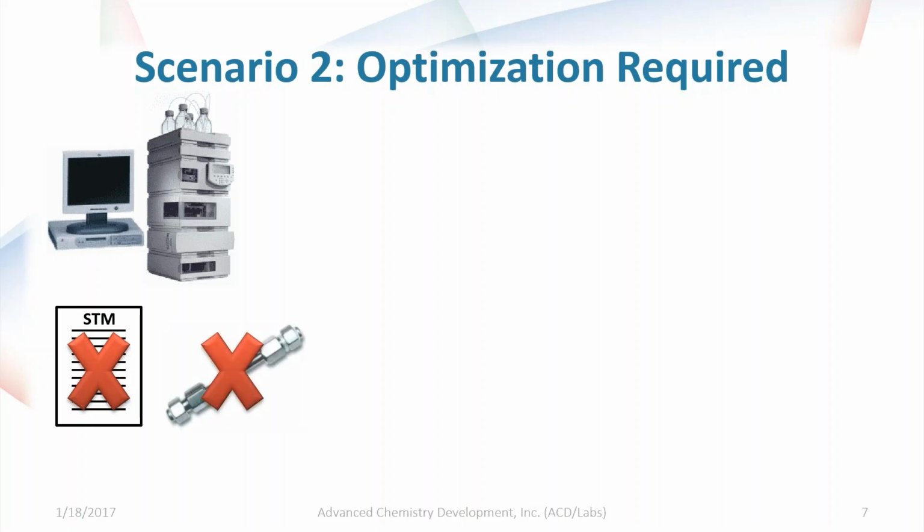Perhaps the column that is associated with a standard method is not available. Perhaps it was discontinued, or it's on back order and you're not going to get it for 6 weeks. However, this project is at a stalemate until you're able to do the separation. So again, how are you going to go about trying to solve this problem?